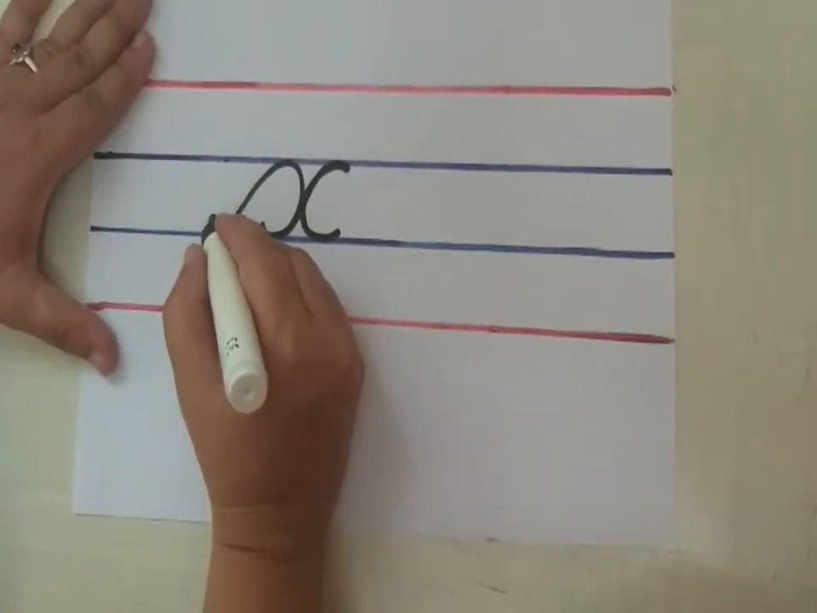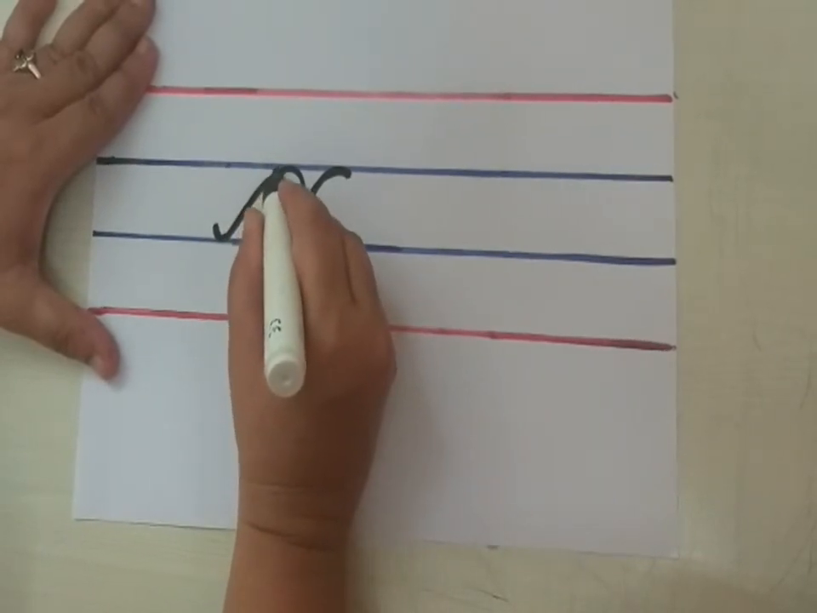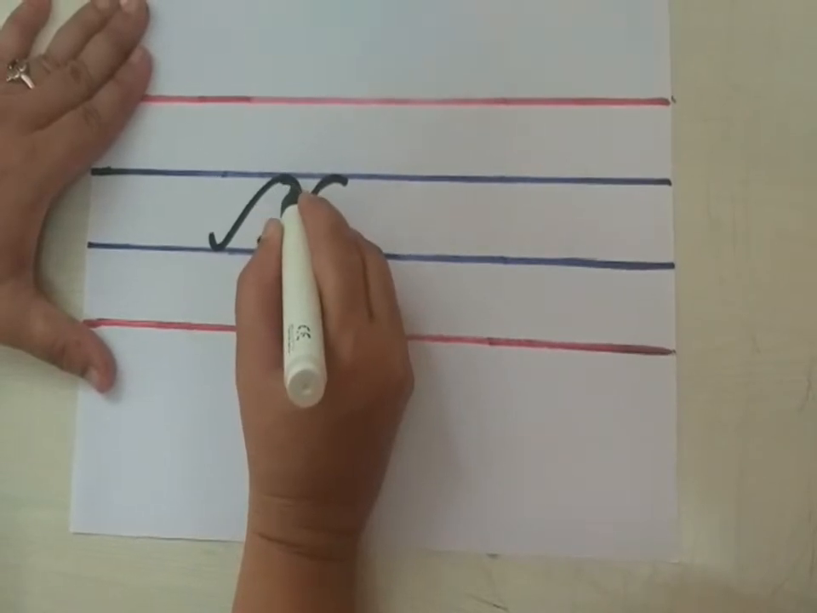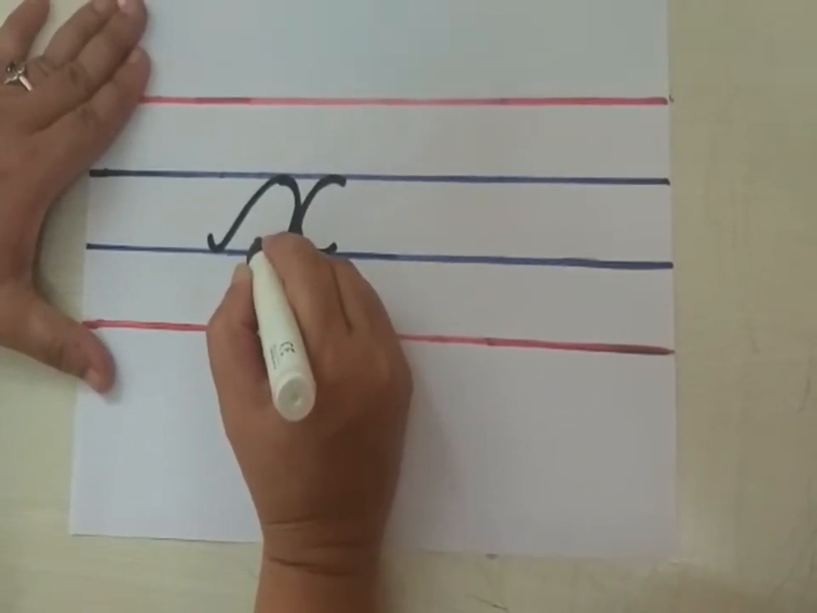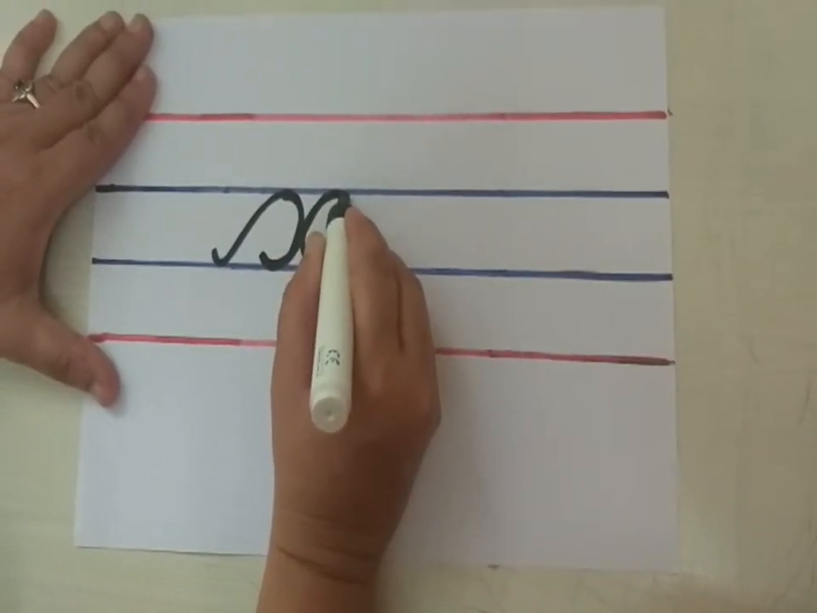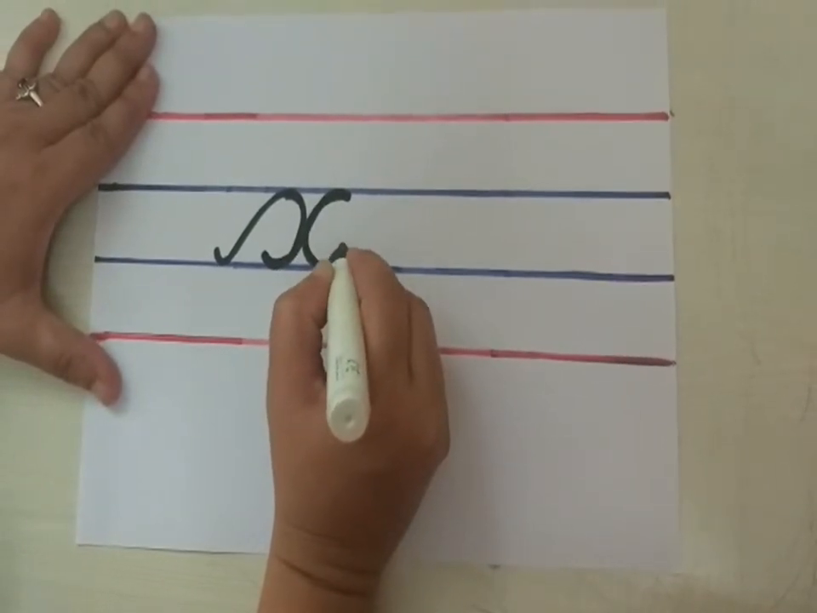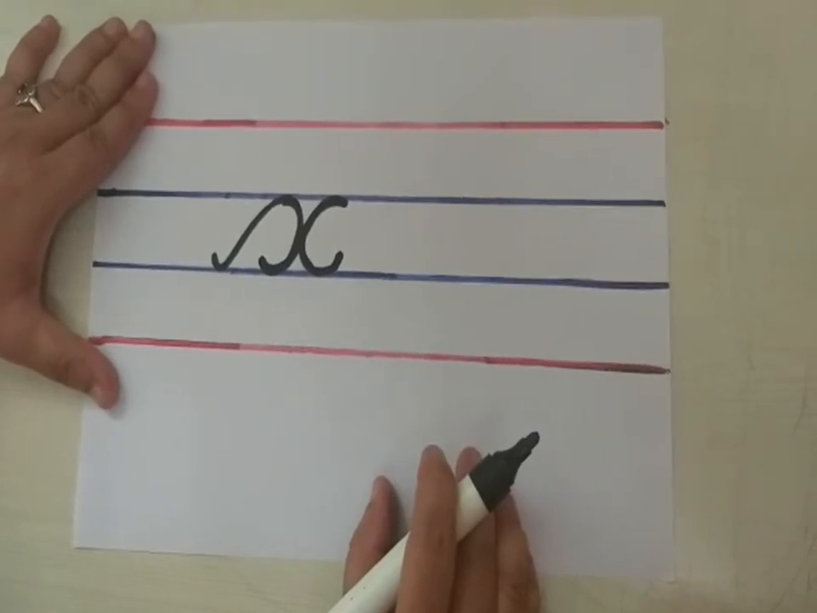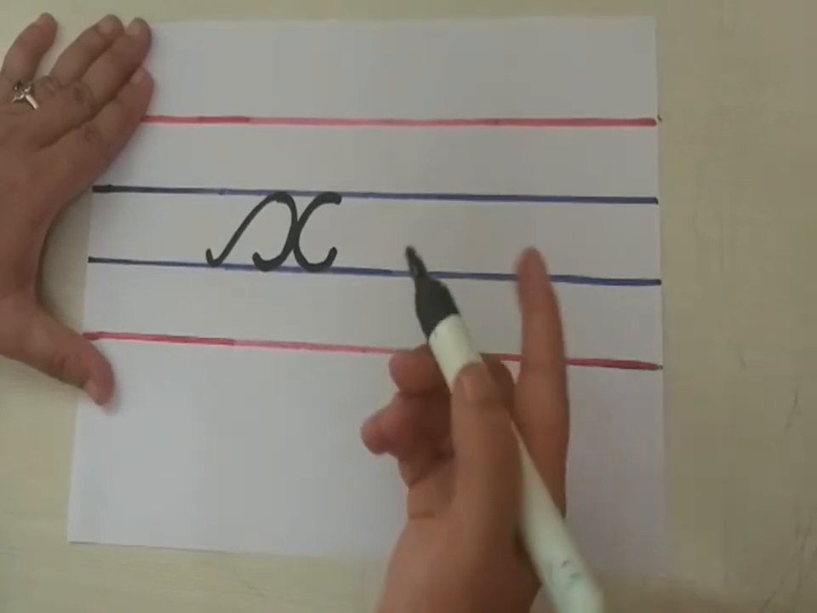Take a small curve. Go up to the second blue line, children. Up, slanting line. Now you have to do a half curve here, children. Half curve. From down you have to go up to the second blue line. Then come down to the third blue line, children, and make a half curve. This is small cursive X. Now shall we write once again this sign?